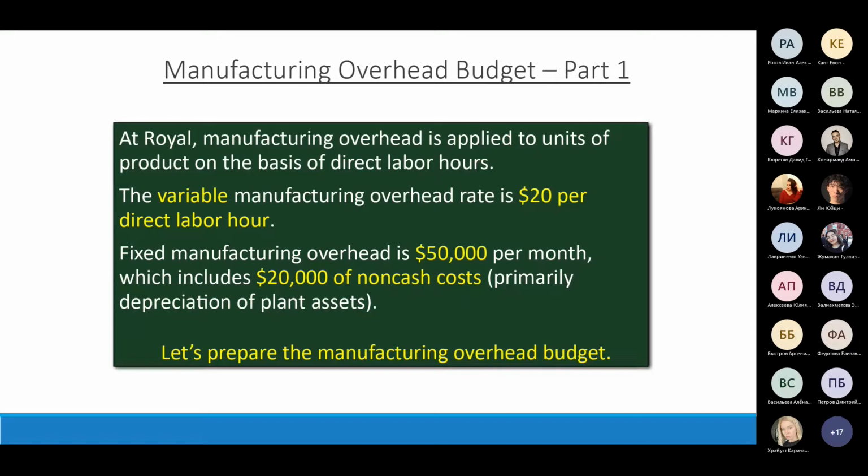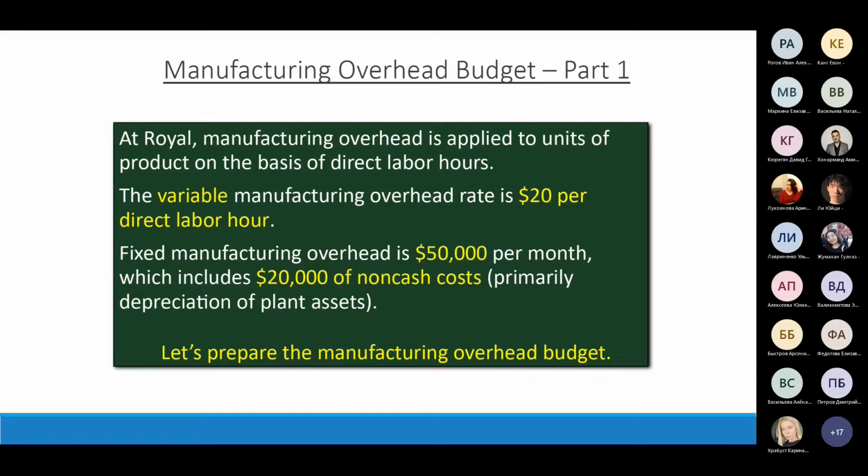You can see here they use the manufacturing overhead rate and decided that the cost driver is the direct labor hour. And they also have the fixed manufacturing overhead value. That includes the 20,000 of non-cash costs, so depreciation of plant assets.